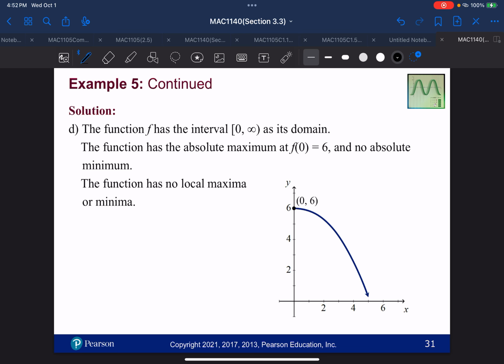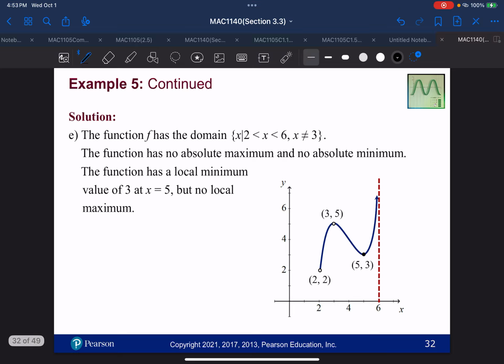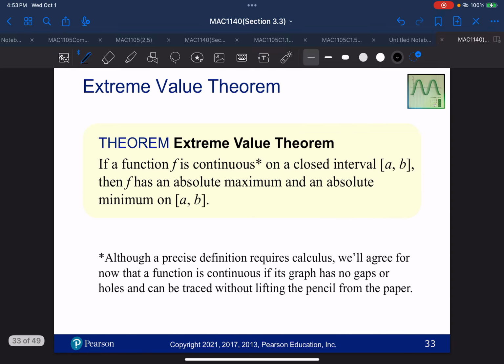Okay, I think I'm going to skip these. You can look at them on your own. They have a couple of other examples on there of that. Okay, so the extreme value theorem says that if a function f is continuous on a closed interval from a to b, then f has an absolute maximum and an absolute minimum on that interval.